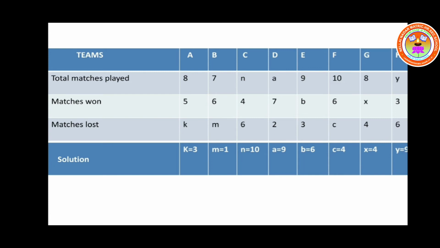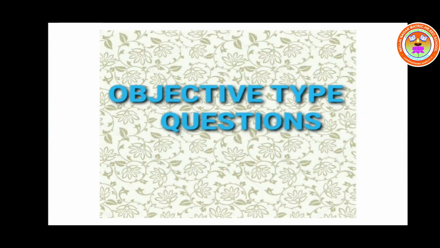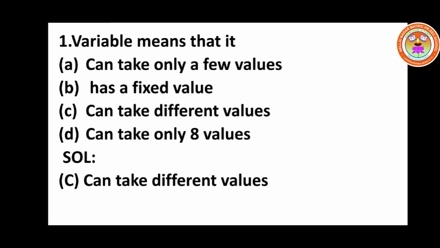Okay children. Now let us move on to the objective type questions. Each exercise has objective type questions at the back. We are going to see all together now. Okay. Now first question. Variable means that it, option A, can take only a few values. Option B has a fixed value. Option C can take different values. Option D can take only 8 values. So variable means it takes different values. Okay children. So option C is the correct answer.